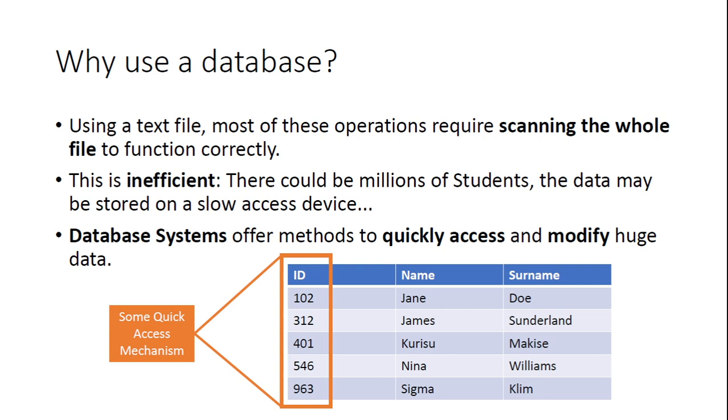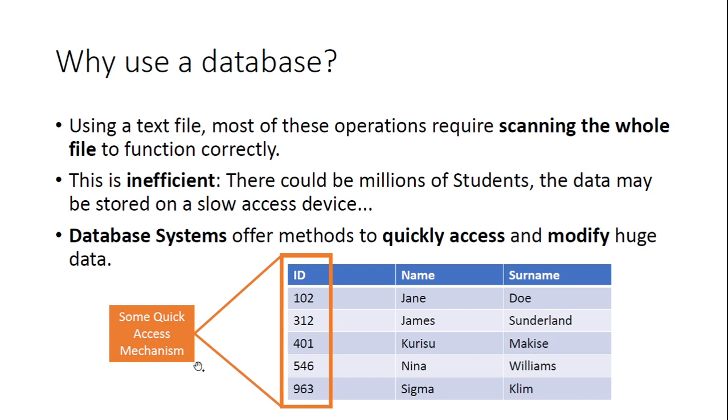So in a text file, we need to scan the whole file. But this is going to be inefficient, because in a database, usually we need to store lots of data, right? There could be millions of students, and for each operation, if I need to check everything, then it's going to be inefficient. It will be slow. And with database systems, we have some quick access mechanisms.